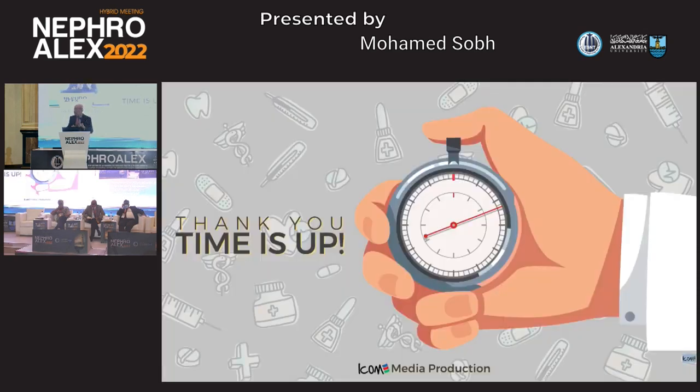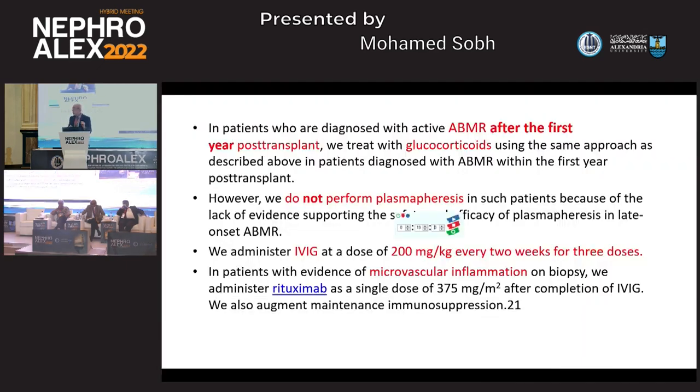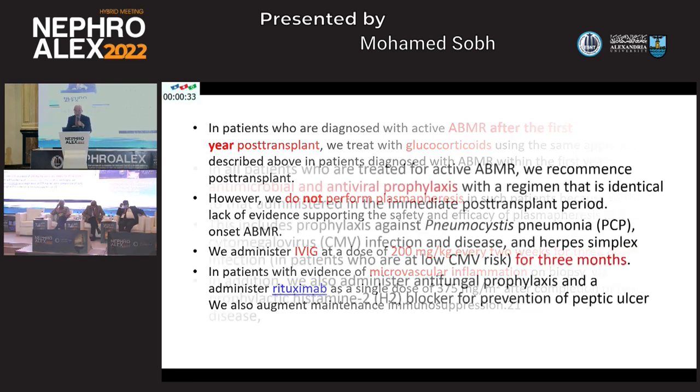And how do we give IVIG? Here we give 200 milligrams, but every other week. So it is the same amount, but instead of giving it in 6 days, we give 200 every other week. So steroid, IVIG, no plasma exchange, and you can give rituximab if there is peritubular capillaritis.